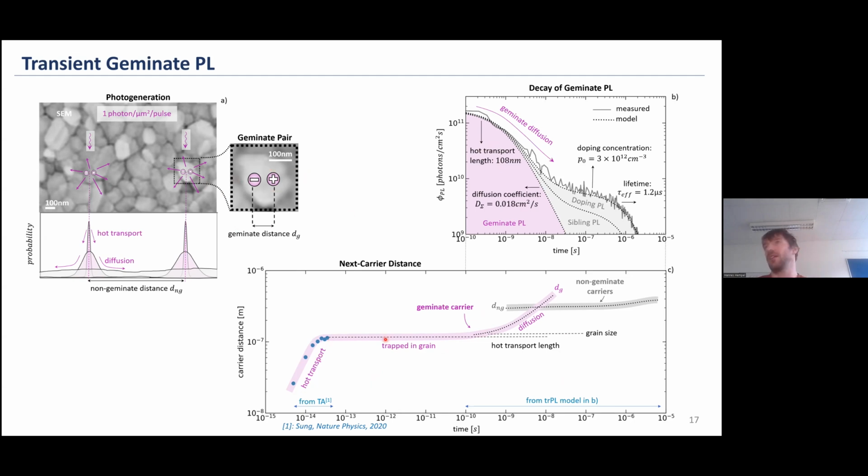Then they are trapped there for a very, very long time, over many orders of magnitude in time. And then only at roughly a nanosecond, they start to diffuse across the grains. And actually, then you can also put in the exciton radius here, and you see that the excitons basically split within the cooldown. And so what we are looking at here is non-excitonic geminate.